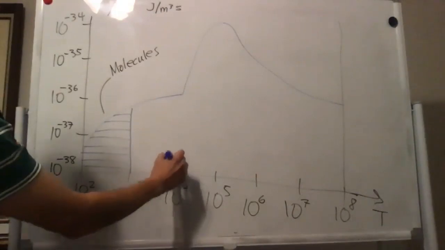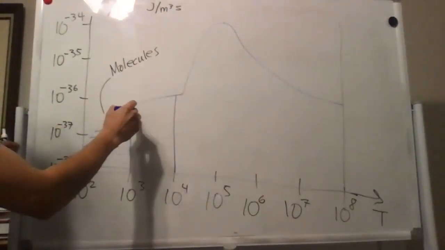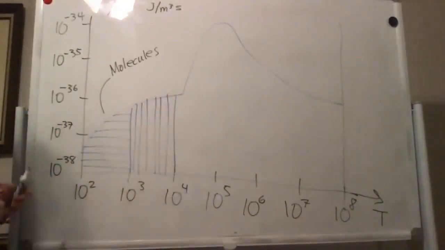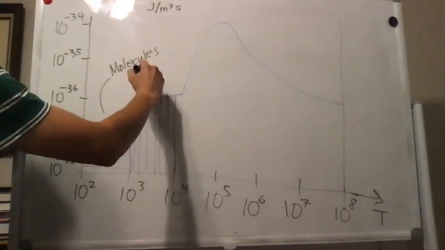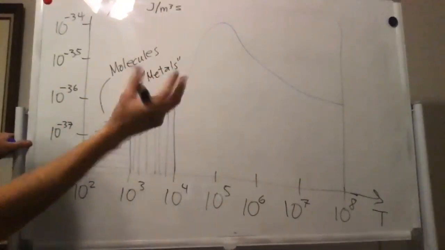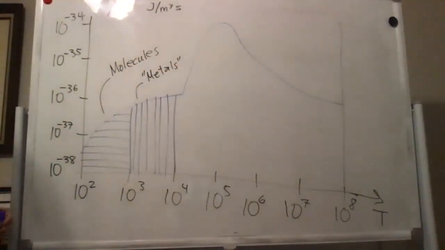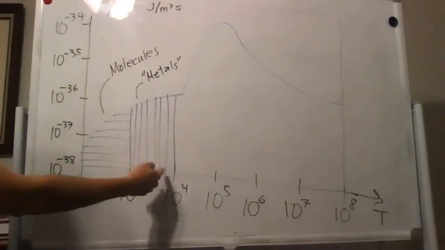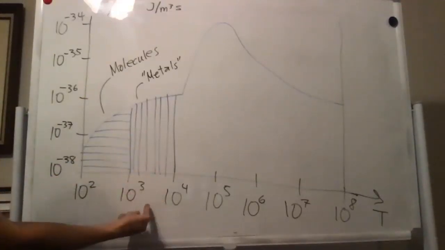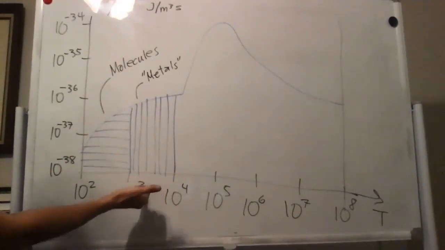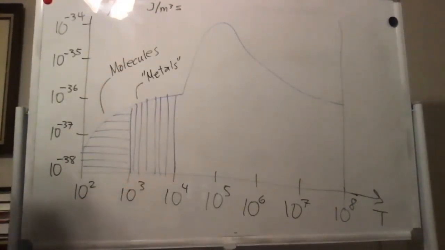And then in this region over here, it's going to be metals, also rotational. And you also have molecules in this region, but you know, not that many. It's kind of hot for molecules. And this is the, I guess, the regime of metals.